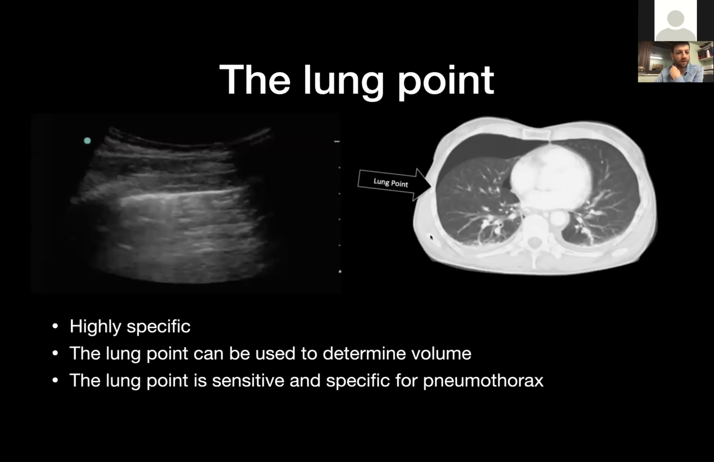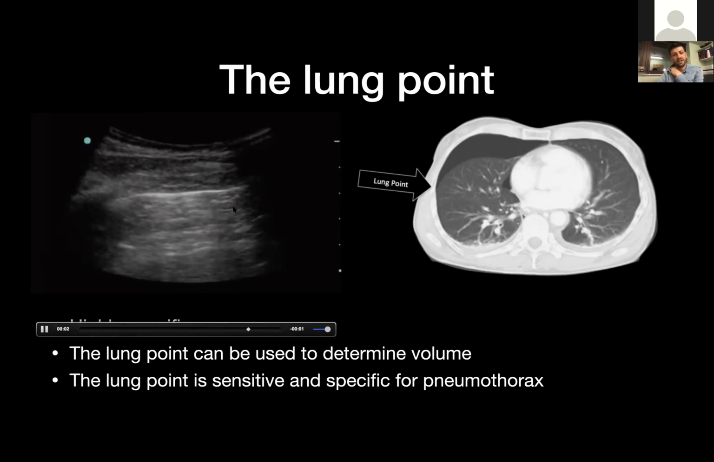The lung point represents the point at which the lung has re-expanded, and this is highly specific. So this is essentially 100% specific for a pneumothorax. So let's say you picked up a pneumothorax anteriorly here, so you didn't see any lung sliding. You could follow that rib space all the way around to the lung point and be certain that what you're seeing is a pneumothorax. And this is what it looks like here. So we've got pneumothorax here, and then this is where that lung is re-expanded, and those two pleural lines have come back together.